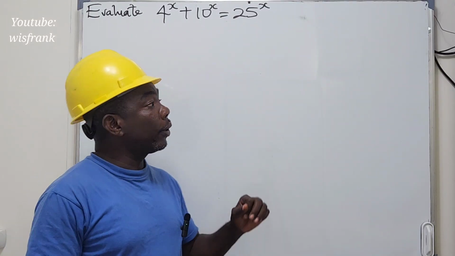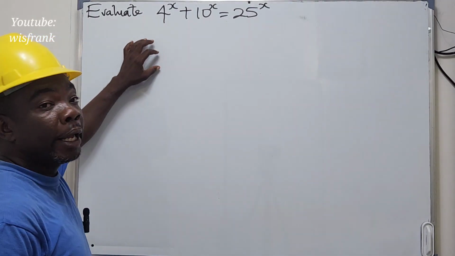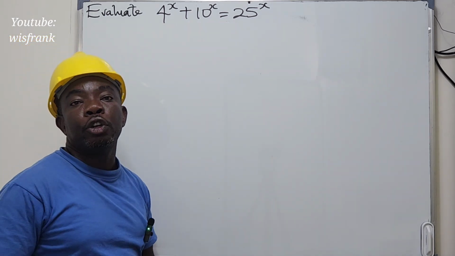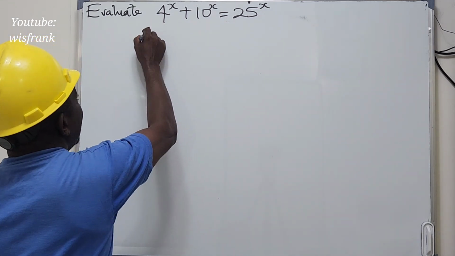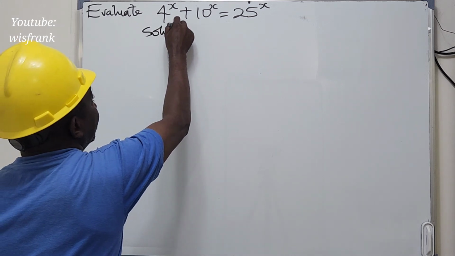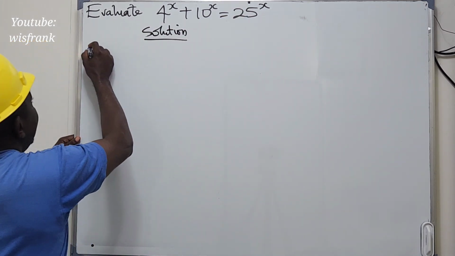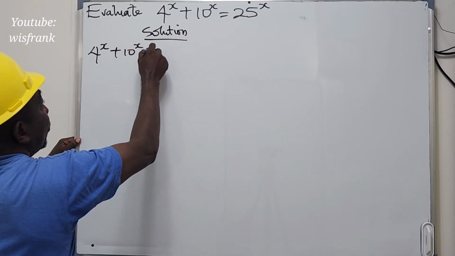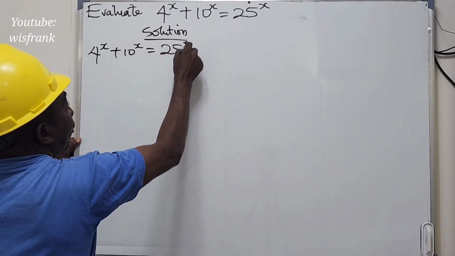For today, we are looking at this question and it says evaluate 4 to the power of x plus 10 to the power of x equals to 25 to the power of x. So we are going to evaluate for us to find the solution of x. So we are given from the question 4 to the power of x plus 10 to the power of x equals to 25 to the power of x.